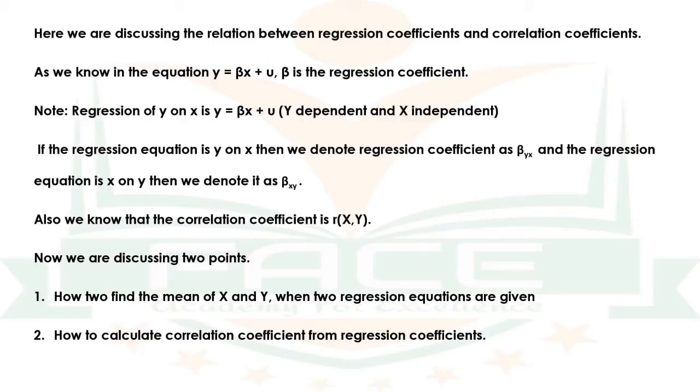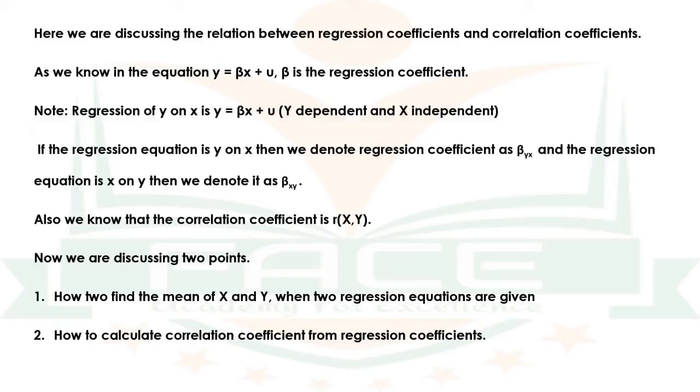Now moving on, we all know the regression equation is y is equal to x beta plus u. Here beta is the regression coefficient. If the regression equation is y on x, then we denote the regression coefficient as beta yx. And if the regression equation is x on y, then we denote it as beta xy. Also we know that the correlation coefficient is r of xy.